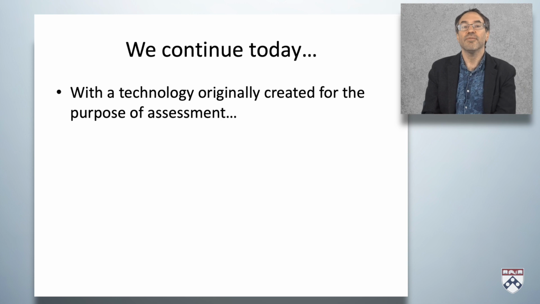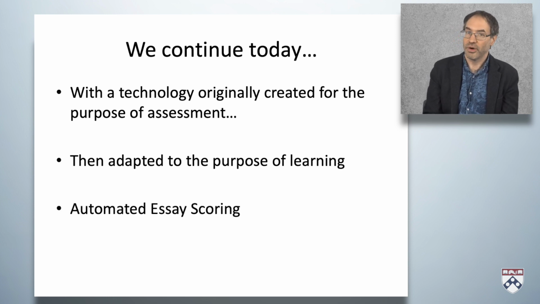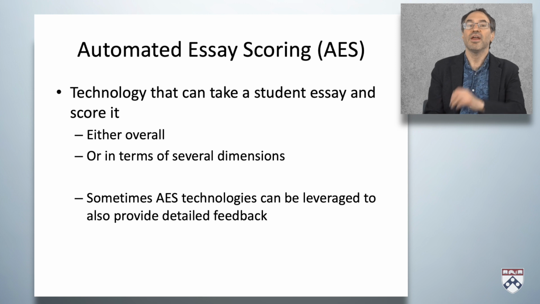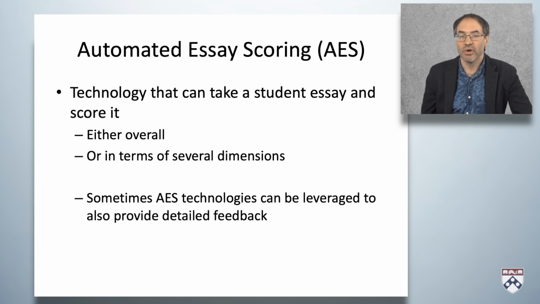We continue today with a technology originally created for the purpose of assessment and then adapted to the purpose of learning, and that's automated essay scoring. Automated essay scoring is technology that can take a student essay and score it, either overall or in terms of several dimensions. And sometimes automated essay scoring technologies can be leveraged to also provide detailed feedback.